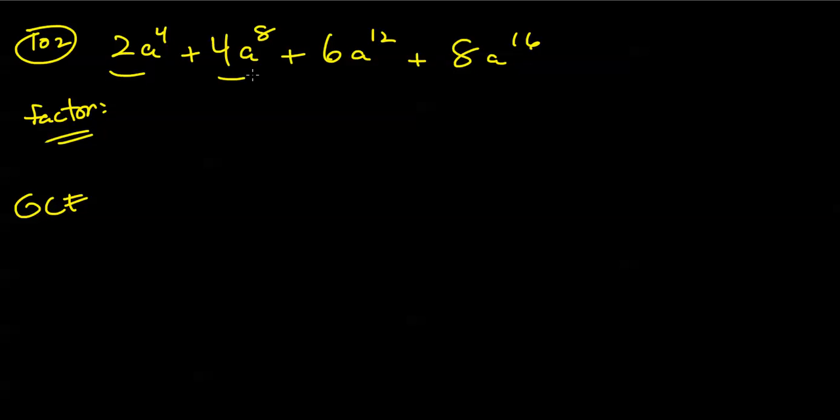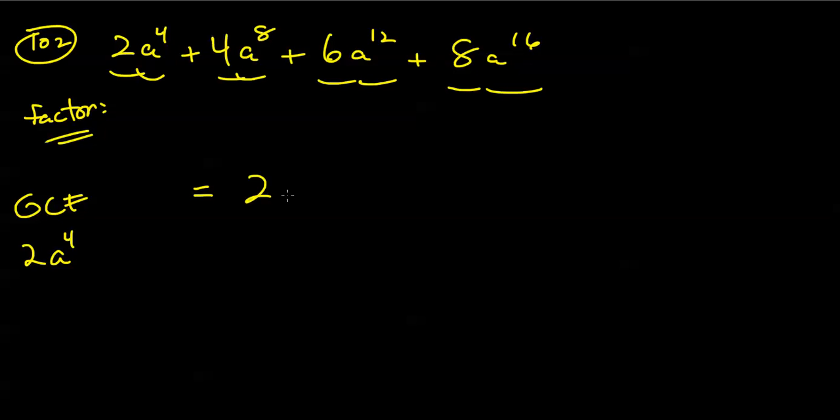Well, again, I'll look at the coefficients first. What's the GCF of 2 and 4 and 6 and 8? Well, what's the greatest quantity that's common to all of those coefficients? That's a common factor of all 4 of those coefficients. Of course, it's 2. 2 is the GCF of the coefficients. Now look at the powers of a. How many powers of a are common to all 4 terms? Well, a to the 4th power is the highest power of a that's common to all 4 terms.